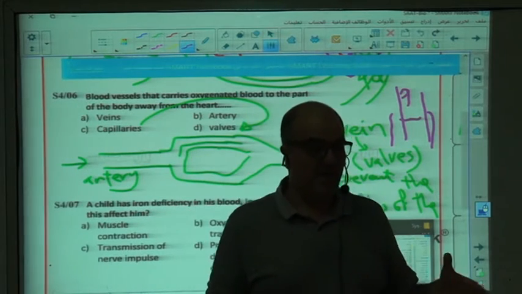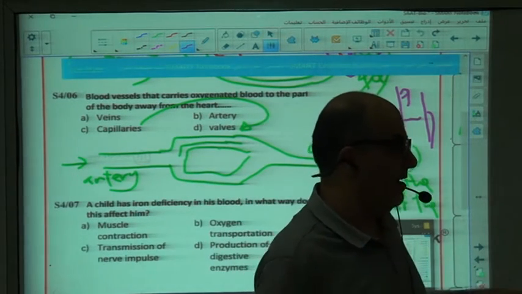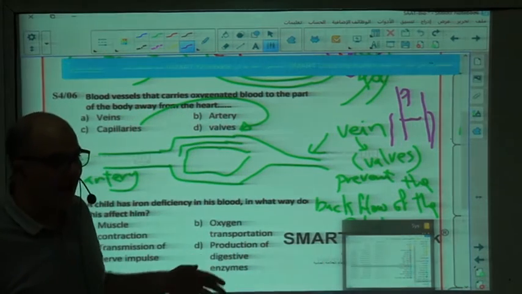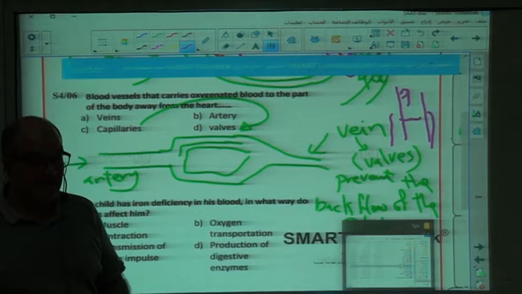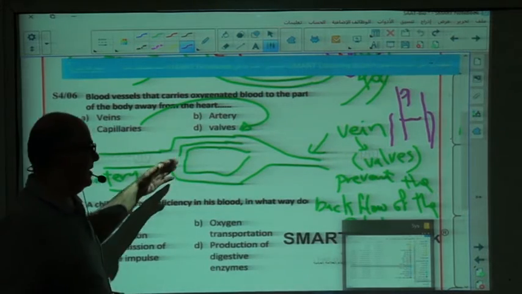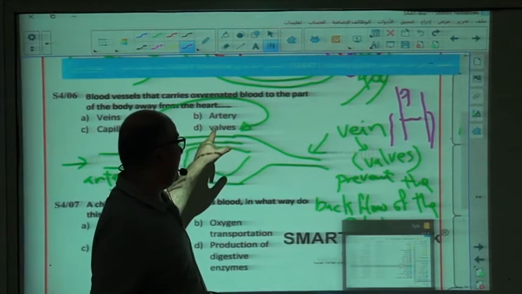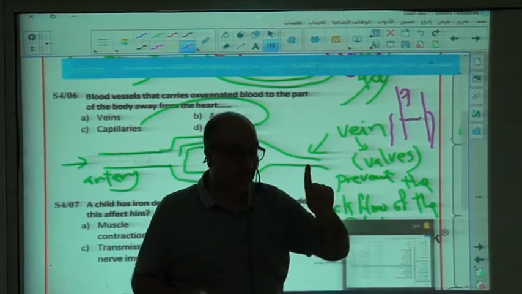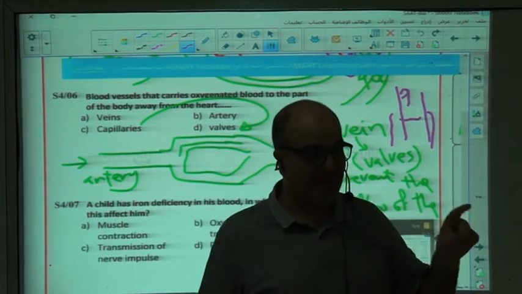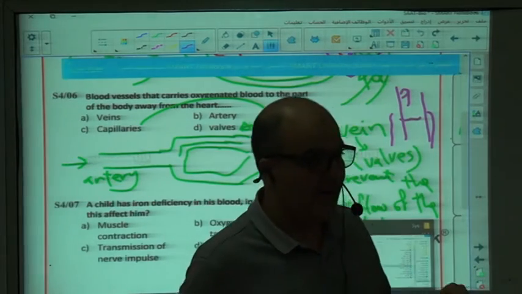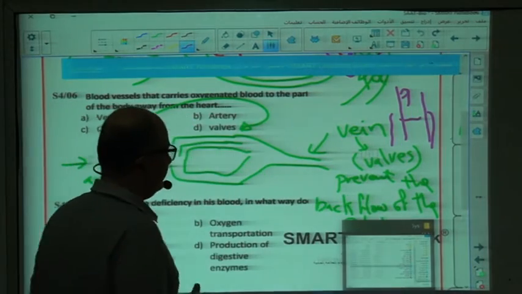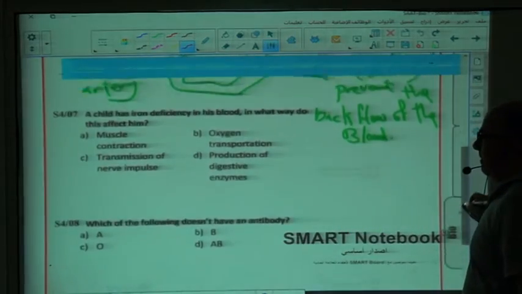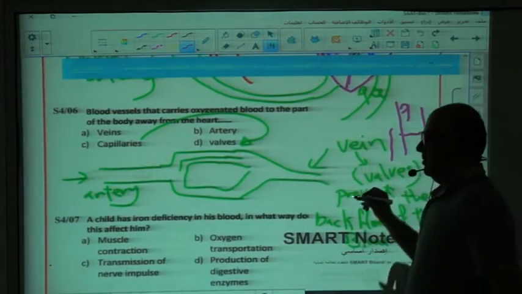So the blood moves inside the veins depending on the contractions of the smooth muscles around the veins. Okay? We have also inside the veins valves. These valves prevent the backflow of blood in the veins. But remember, we don't have valves inside the arteries. Arteries without valves. So the answer, number 6, is artery, right? Yes, sure.